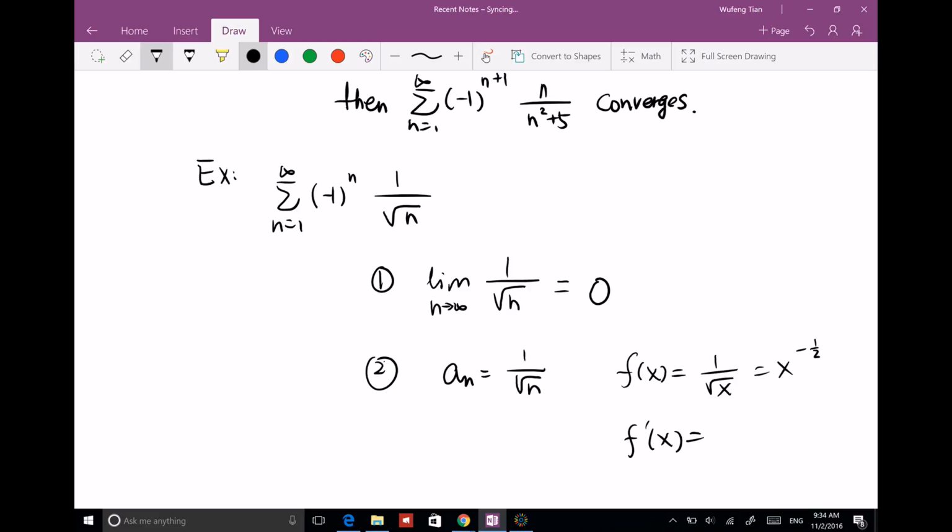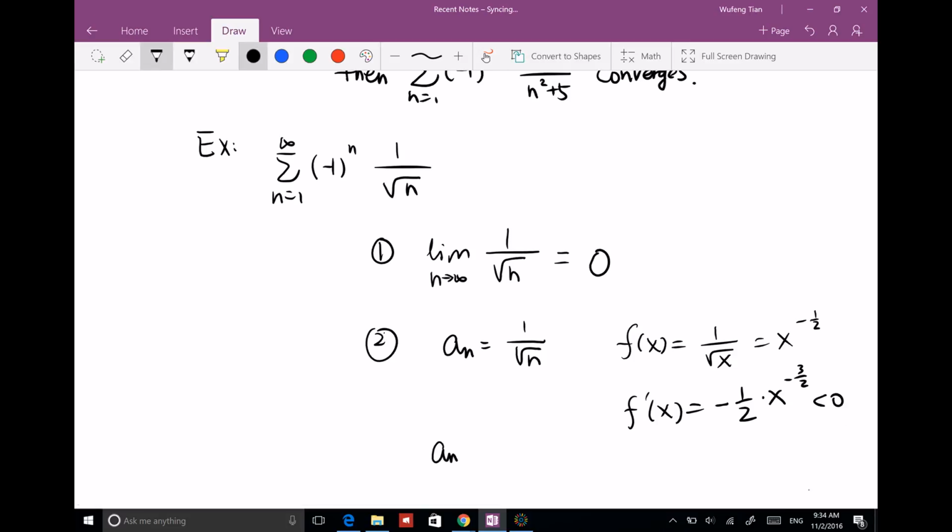Oh, derivative. So you first bring down that first one times x to negative 3 over 2, right? Is this positive or negative? Negative. So this is decreasing. For sure, a_n is bigger than a_(n+1).